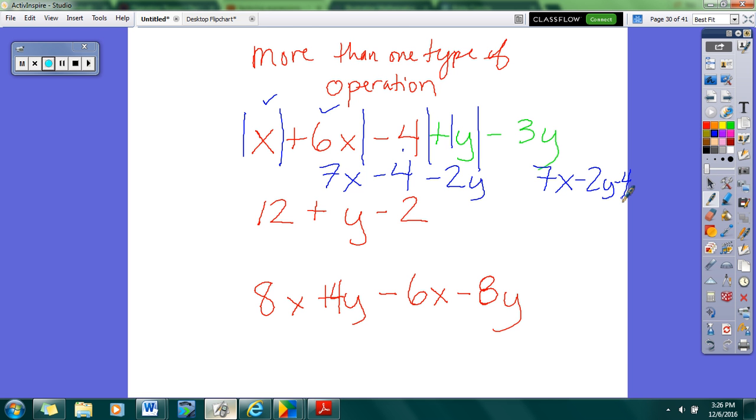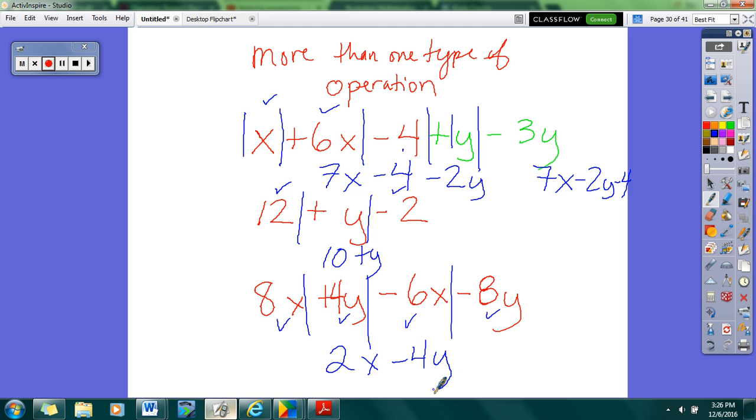Okay? In the second one, I have 12 plus y minus 2. Again, split them up. 12 minus 2 is going to be 10 plus y. And in the last one, I have 8x plus 4y minus 6x minus 8y. So I see I have 8x here minus 6x here. I'm going to be left with 2 x's. 4 y's minus 8 y's is going to be a negative 4y. Okay, so whatever your answer is what you write down, and that will give you the operation that you're doing, so plus or minus, okay?